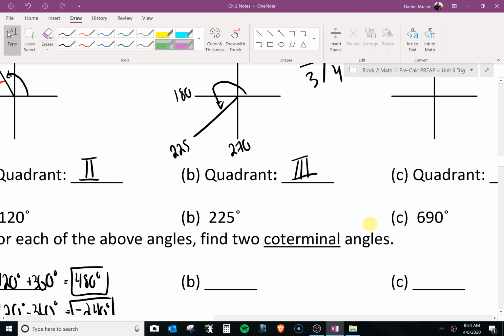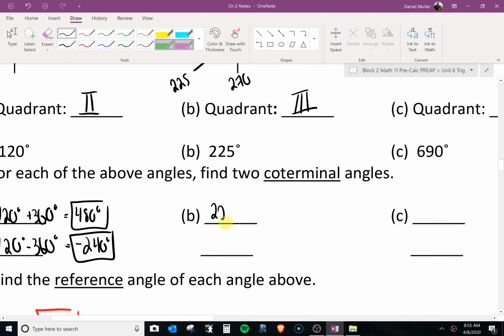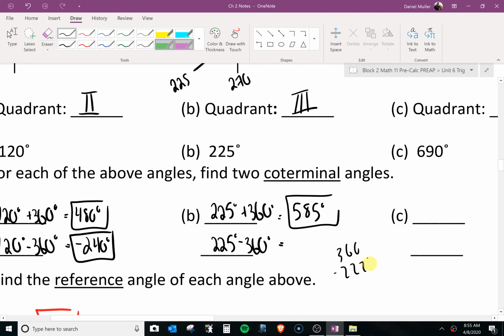And then it wants us to find 2 coterminal angles. So I like to take 225, and I like to add 360, and I like to take 225 and subtract 360 degrees. So 225 plus 360, I don't know what that is, 585 maybe? And then subtract those, so 360 minus 225. So borrow from that to make it a 5, borrow to make it a 10, 10 minus 5 is 5, 5 minus 2 is 3, so negative 135 degrees.